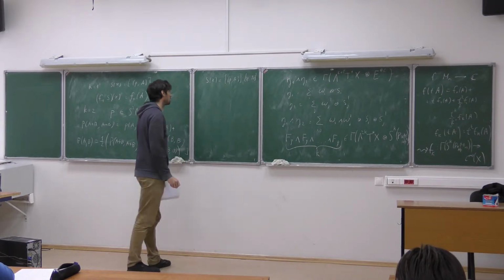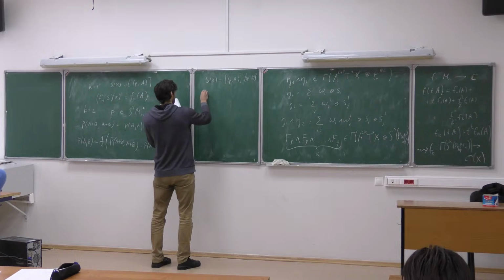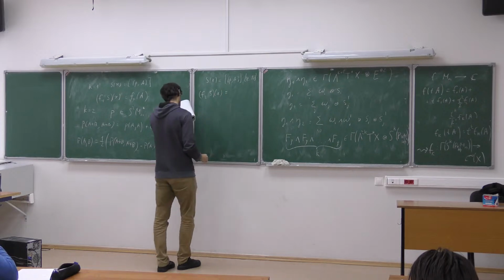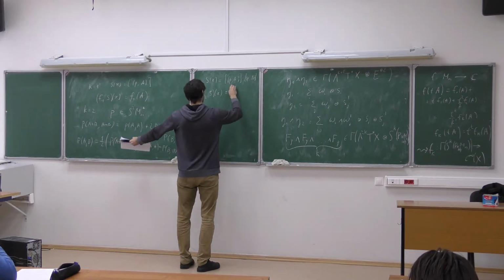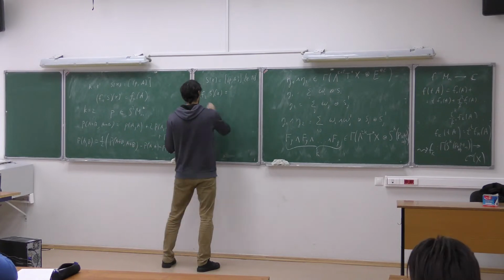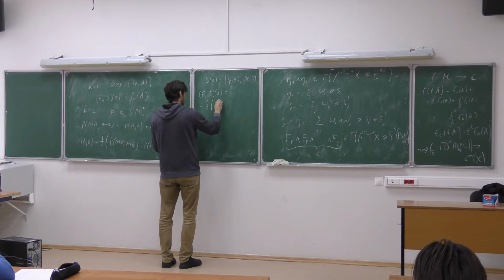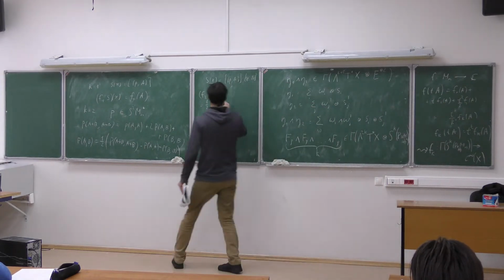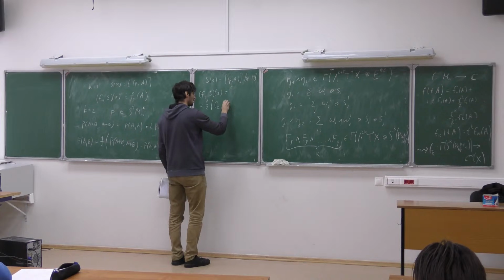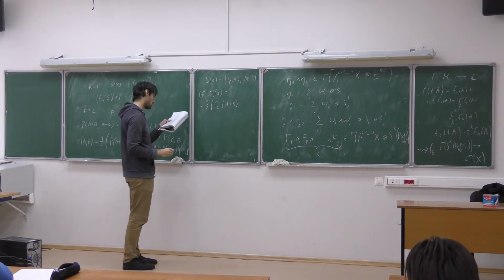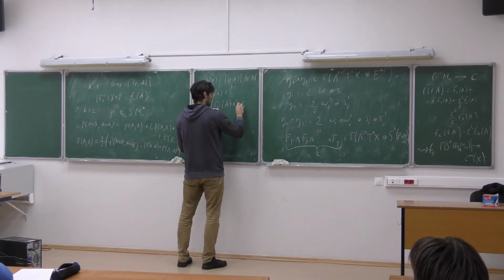Then I define F2 of S at X as follows. I look in here and I define it as 1/2 of F2, this F2, of A plus B minus F2 of A minus F2 of B.